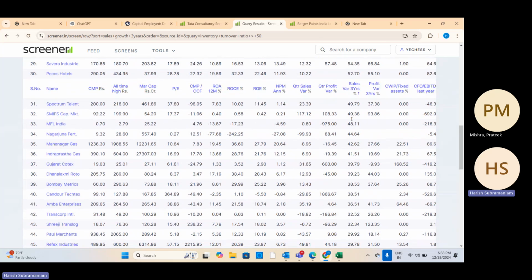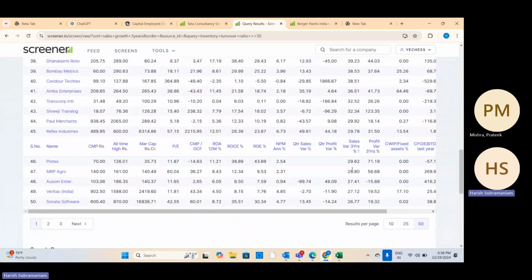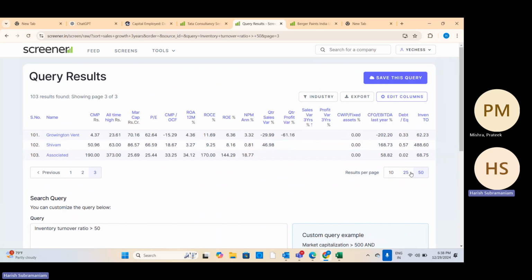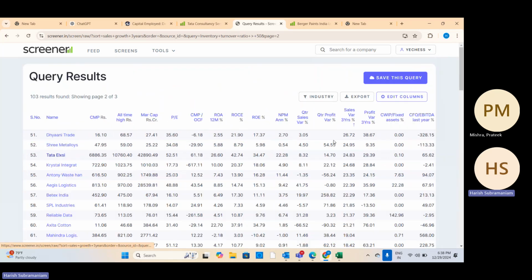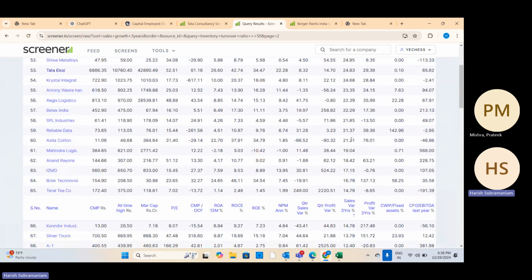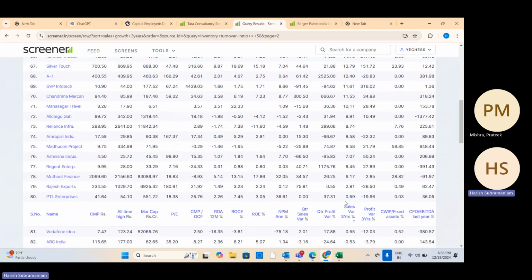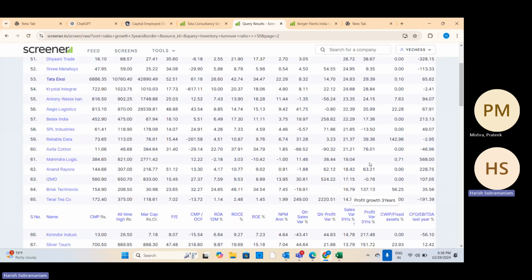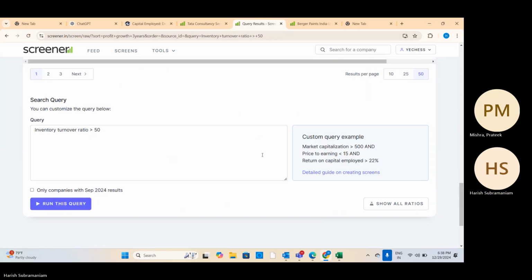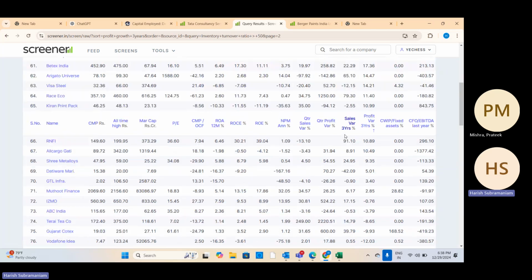There are a lot of very profitable companies, there are a lot of companies whose profit is growing quite fast. Let's go down and see. There is nothing here. Let's go to the second page in terms of profitability. So you can see typically when a company has a good inventory turnover ratio, they seem to have a good amount of sales growth. And let's look at profit growth. A lot of them are also growing profitably.